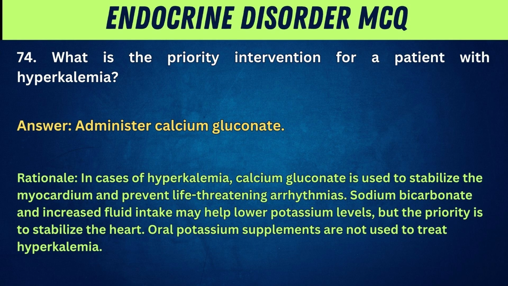Answer: administer calcium gluconate. Rationale: in cases of hyperkalemia, calcium gluconate is used to stabilize the myocardium and prevent life-threatening arrhythmias. Sodium bicarbonate and increased fluid intake may help lower potassium levels, but the priority is to stabilize the heart. Oral potassium supplements are not used to treat hyperkalemia.